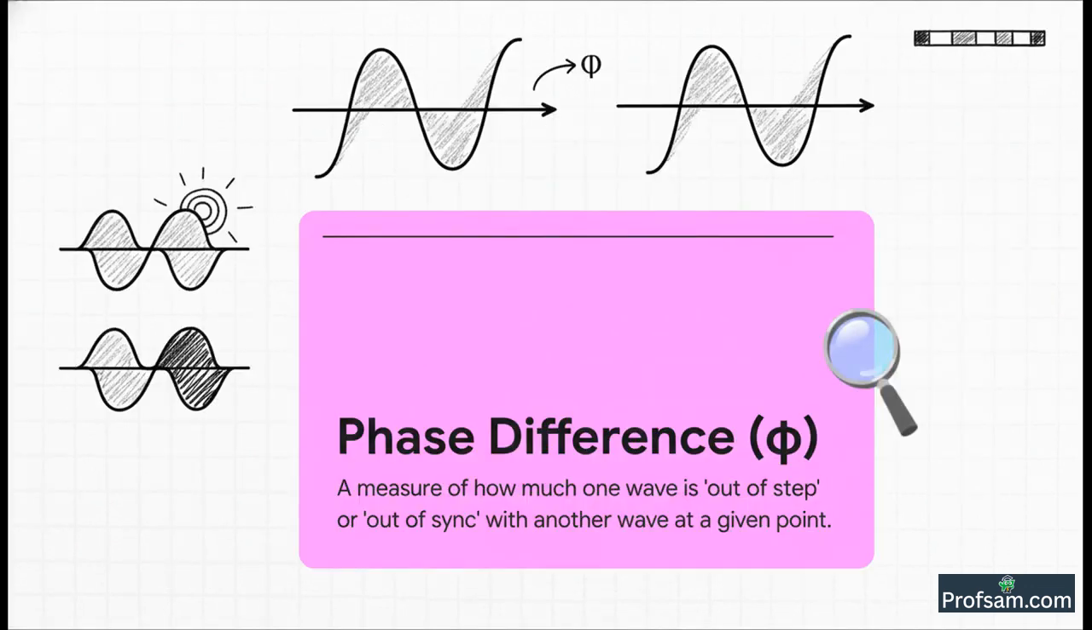So you see, the whole game, the decider between bright and dark, is this one thing called phase difference. Don't let the name scare you. It's just a way to measure exactly how out of sync two waves are. We give it the symbol phi, and this single value tells us everything we need to know. Will the waves be friends, enemies, or something in between? The phase difference has the answer.